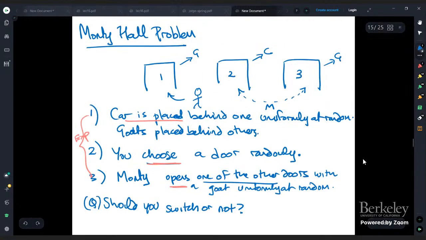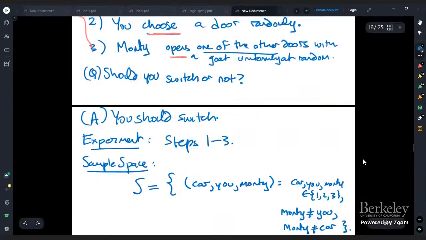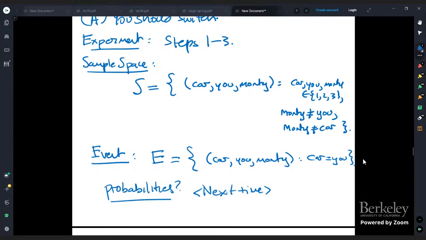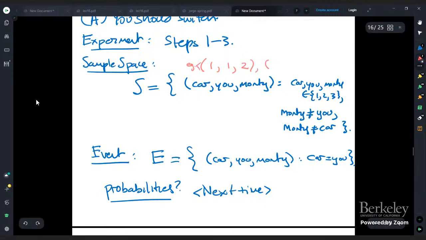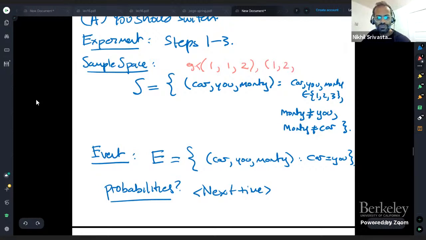So the thing that you write down, the sample space, so there are only two possibilities? No. There are a lot of possibilities, right? These are strings of numbers with three numbers in them. We'll write it down next time in detail, but for example, one possibility is the car is behind one, you open one, and Monty opens two. Or for example, the car is in one, you open two, and then Monty opens three. These are all possible. I will enumerate them next time. But that's the kind of thing that's in the sample space.